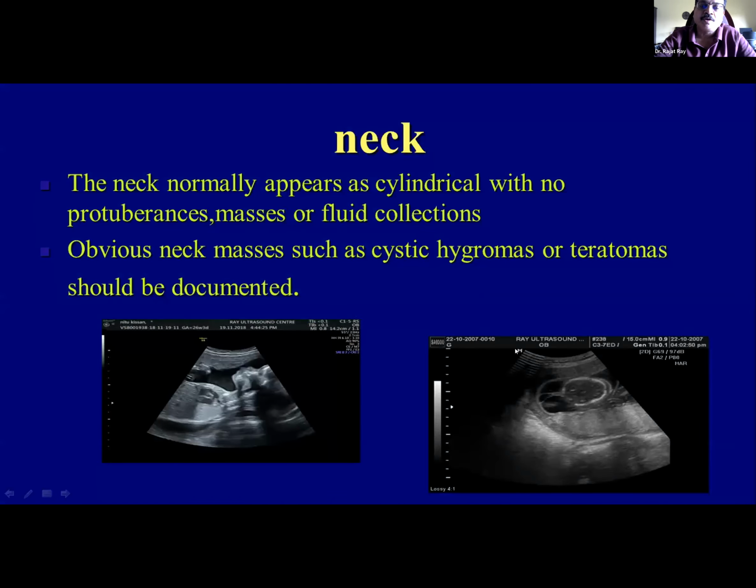During this section, we also have to look at the neck. The neck normally appears cylindrical with no protuberances, masses or fluid collections. So obvious neck masses such as cystic hygromas or teratomas should be documented at this stage.